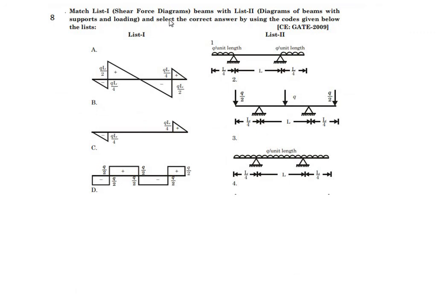Match list 1, shear force diagram of beams, with list 2, diagrams of beams with supports and loading. So the previous problem was about matching the possible loading with the bending moment. Now we are going to match the possible shear force diagram with the loading. Right, so match list 1 shear force diagram of beams with list 2 diagrams of beams with supports and loading, and select the correct answer by using the codes given below in the list.